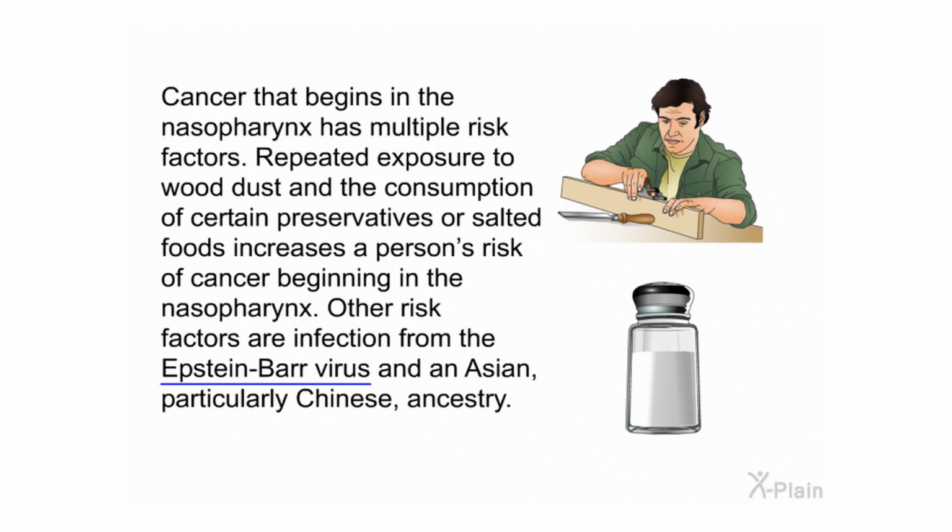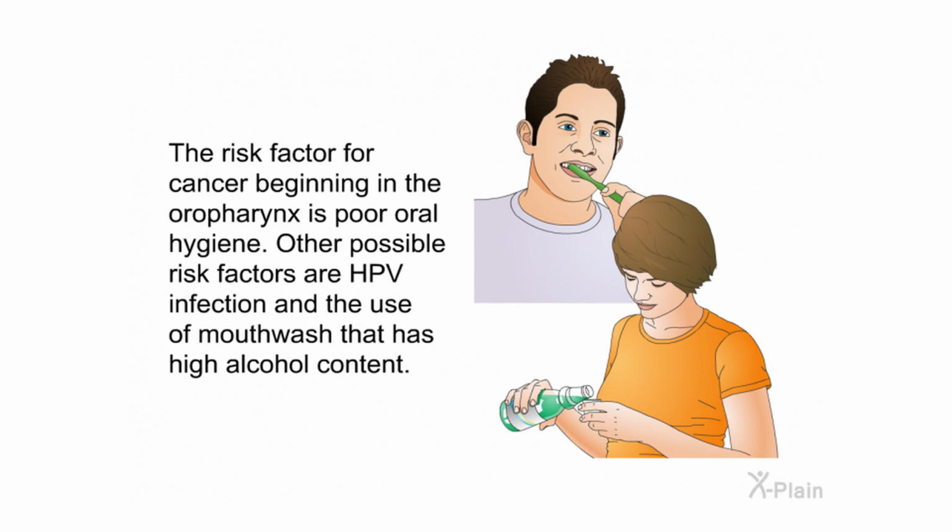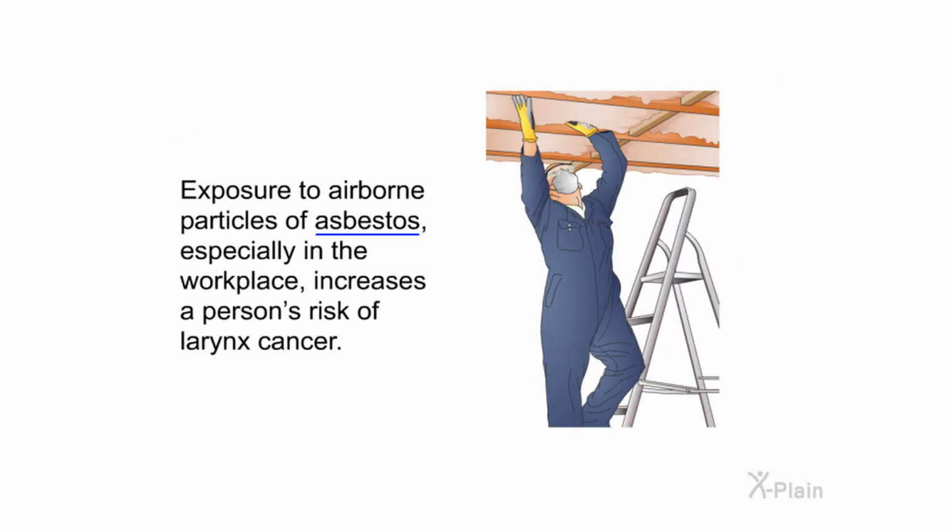Cancer that begins in the nasopharynx has multiple risk factors. Repeated exposure to wood dust and the consumption of certain preservatives or salted foods increases a person's risk of cancer beginning in the nasopharynx. Other risk factors are infection from the Epstein-Barr virus and an Asian, particularly Chinese, ancestry. The risk factor for cancer beginning in the oropharynx is poor oral hygiene. Other possible risk factors are HPV infection and the use of mouthwash that has high alcohol content. Exposure to airborne particles of asbestos, especially in the workplace, increases a person's risk of larynx cancer.